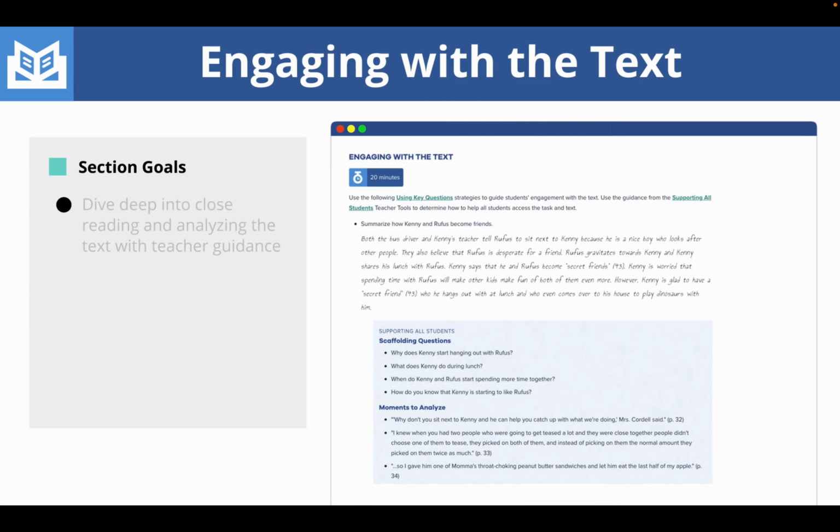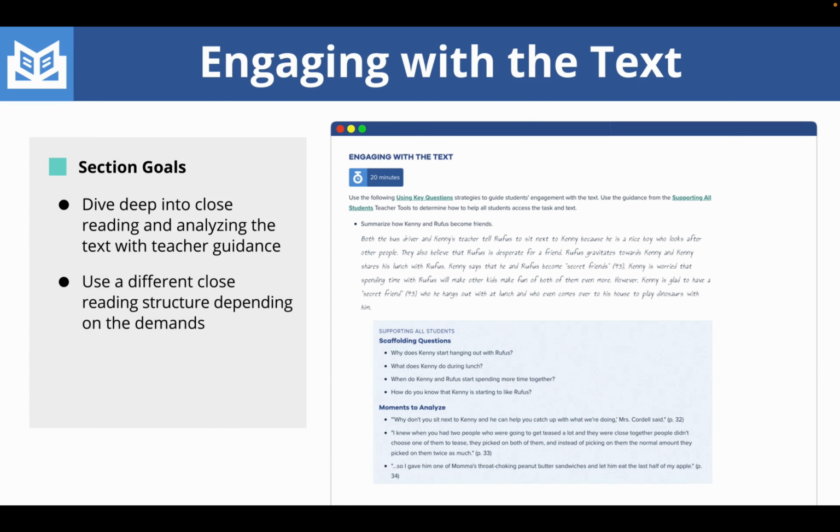This is the heart of the lesson where you'll spend the majority of time, roughly 25 to 30 minutes. In this section, students engage with the text by answering key questions using a combination of academic discourse and writing. It's not intended for students to read and answer questions independently during this time. During intellectual preparation, teachers can decide how they want students to engage with each of the key questions. Sample student responses are provided to ensure students are answering the questions correctly and at the right level of depth.